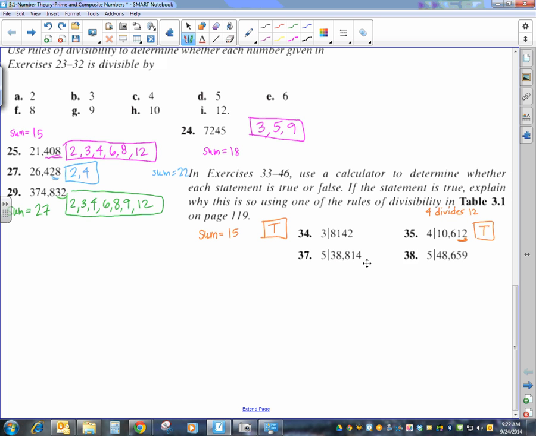5, does it go into 38,014? I hope everybody knows that's false because the last digit does not equal 5 or 0.